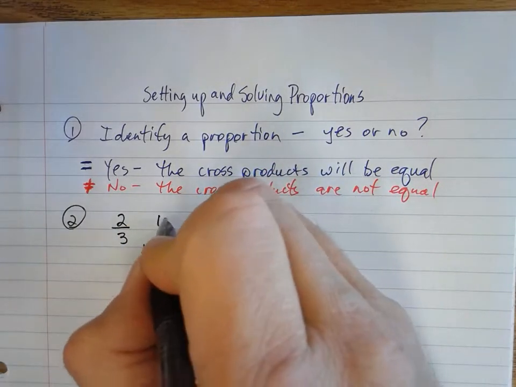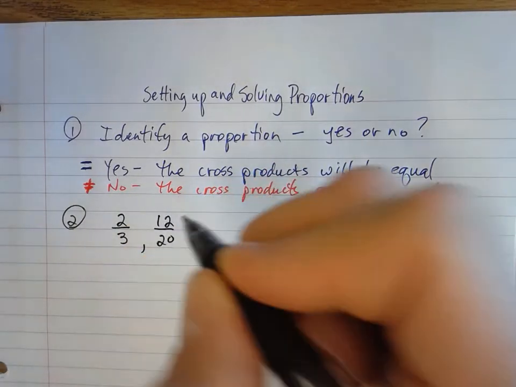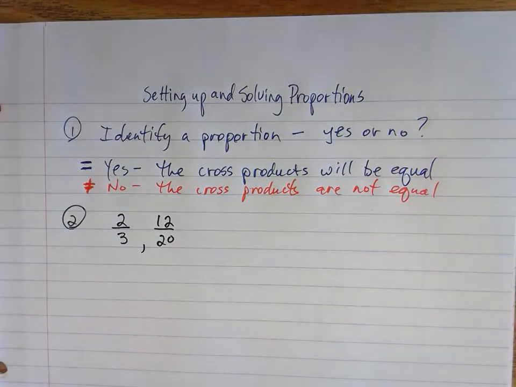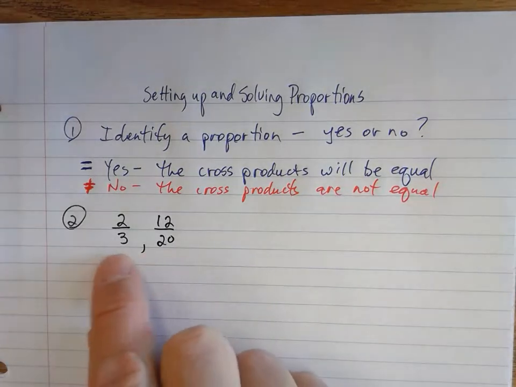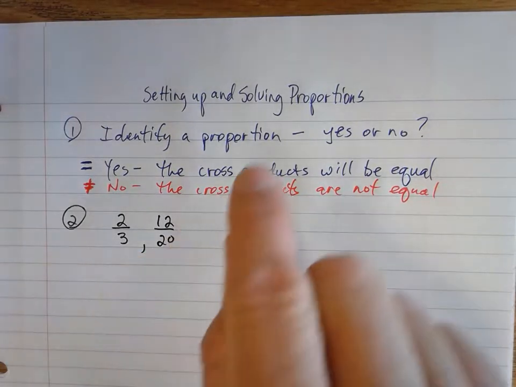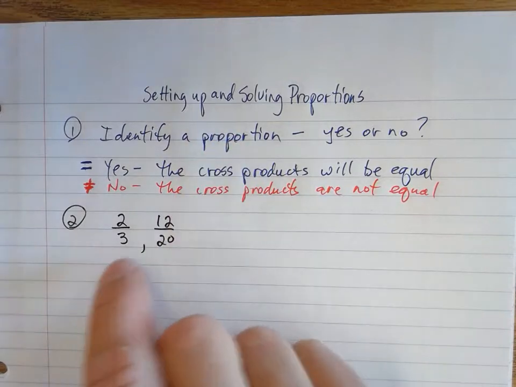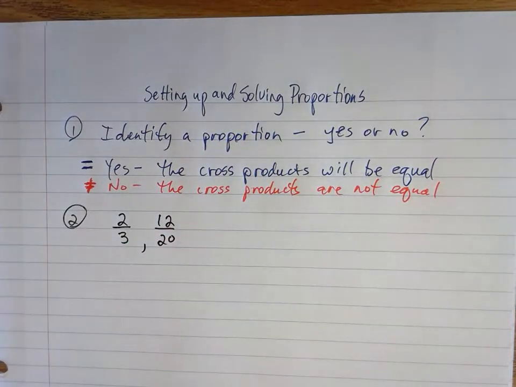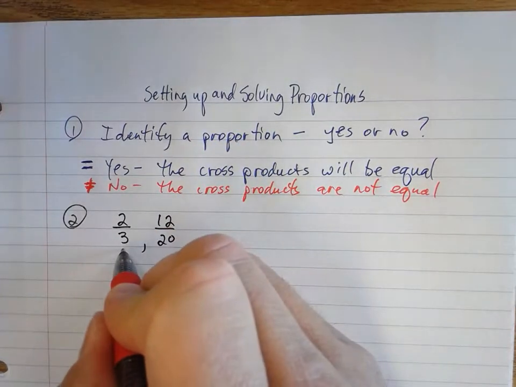And let's say the other one we're going to compare it to is 12 out of 20. And maybe in somebody else's mouth, 12 out of every 20 teeth had a cavity. Holy smokes. Alright. Anyway, so we've got two ratios here. We're going to compare them and find out if they're a proportion or not. And by getting the cross products, we will figure out if they're a proportion. Alright. So here we go.